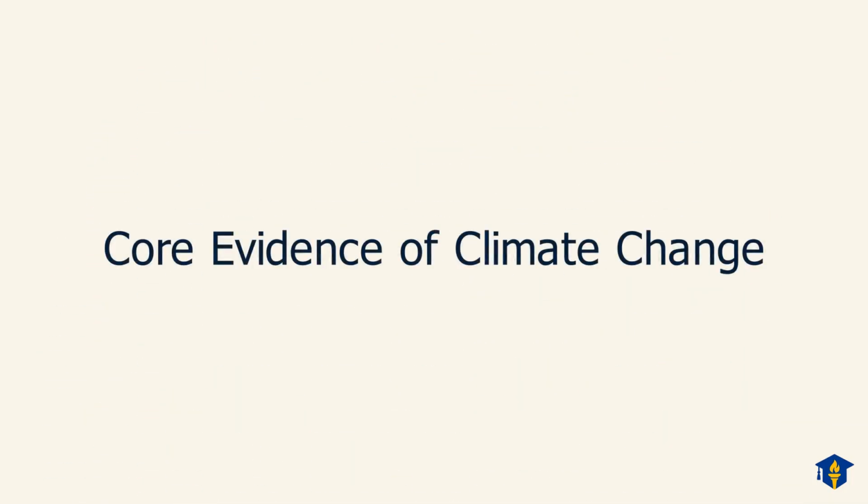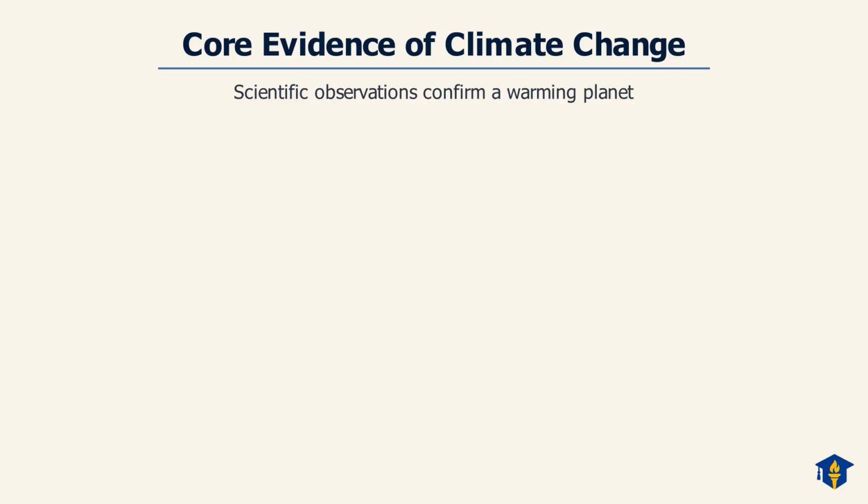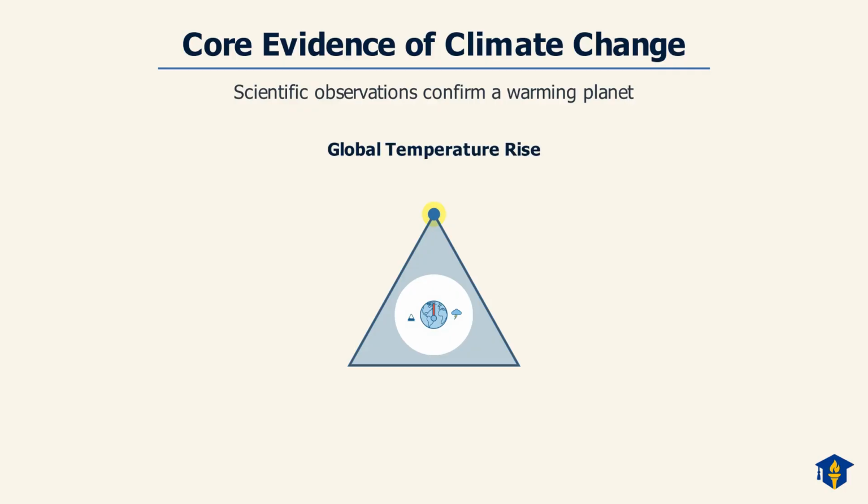We will now explore the core evidence of climate change, confirming our planet is undeniably warming. Scientific observations collected over decades provide robust confirmation of these profound global shifts. One key piece of evidence is the persistent global temperature rise observed across the planet. Earth's average temperature has been steadily increasing over time, a trend well documented by scientists.